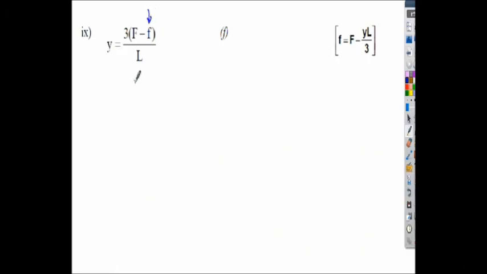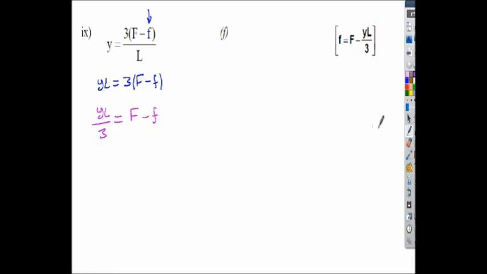So the first thing I would do is multiply both sides by L. So YL is equal to 3 multiplied by big F minus little f in the bracket. My next line, I'm not going to expand the bracket on the right hand side, I'm simply going to divide both sides by 3. So YL divided by 3 is equal to the big F minus the little f, and the bracket has been removed.